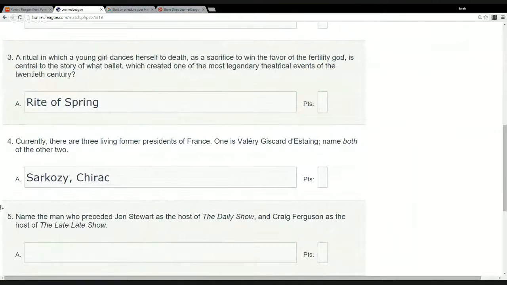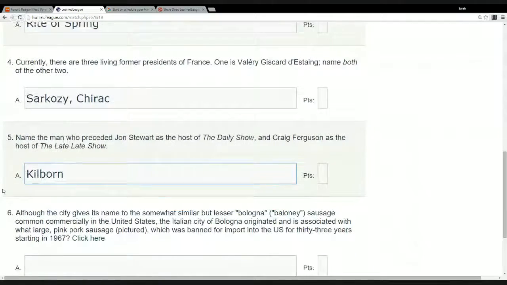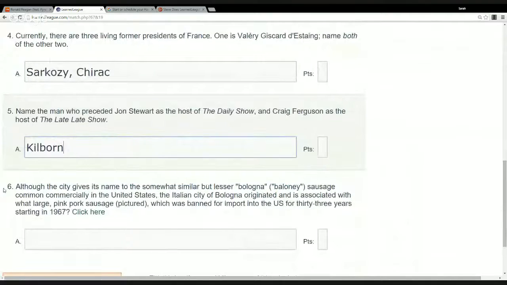Okay. Name the man who preceded Jon Stewart as host of The Daily Show and Craig Ferguson as the host of The Late Late Show. That is Craig Kilborn, former compatriot of Keith Olbermann over on SportsCenter as well. Yeah, notably followed by people who were a lot more popular than he was a couple times. I've never been a huge fan of Craig Kilborn, so it doesn't really surprise me. He's all right. Anyway.